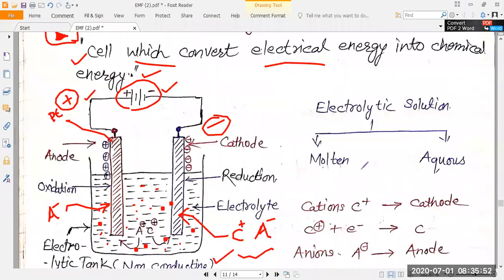So the reactions proceed in electrolytic solutions. There are two types of electrolytic solutions: molten electrolytic solution and aqueous electrolytic solution. Both electrolytic solutions may be used.